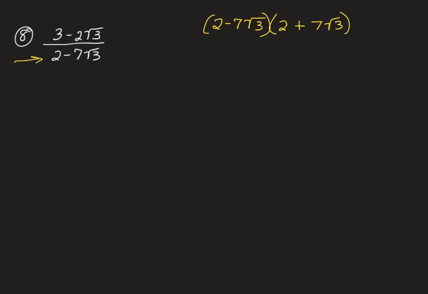Here I've gone from subtraction to addition. In the previous problem, if you look back, you'll see I went from addition here to subtraction in the second binomial over here. All right, so 2 times 2 is 4. 2 times 7 square root of 3 is 14 square root of 3. Negative 7 square root of 3 times 2 is negative 14 square root of 3.